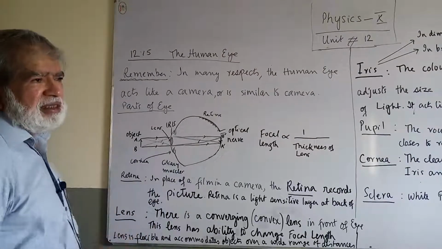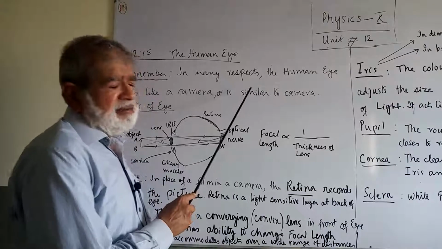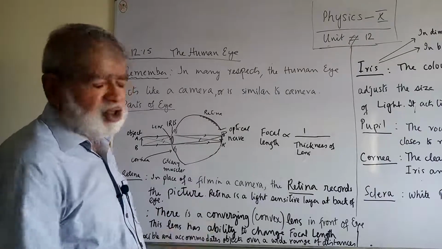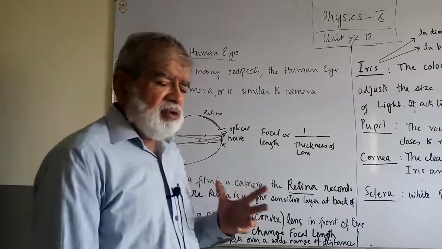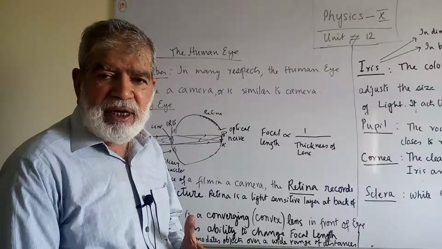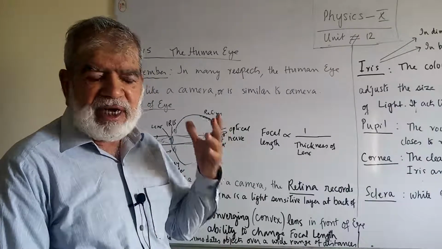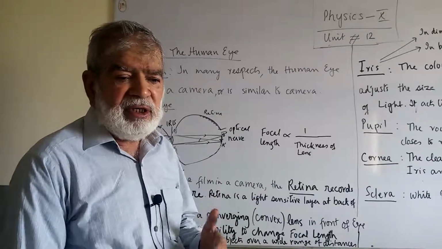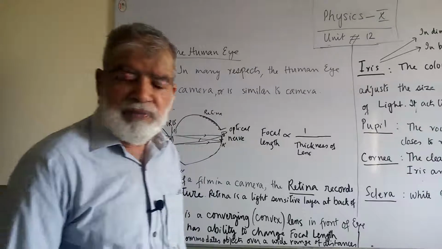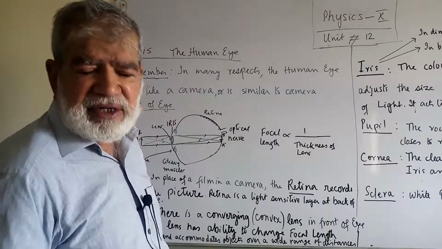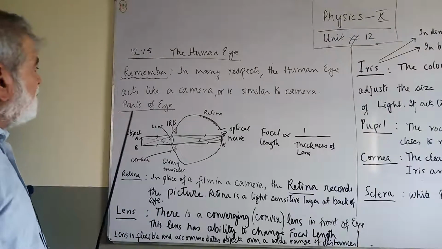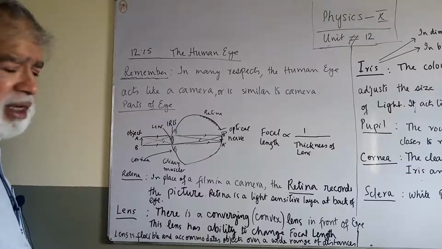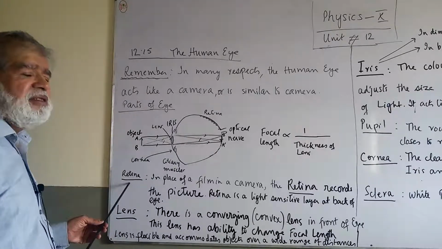Remember, the first thing is, in many respects, the human eye acts like a camera or is similar to a camera. Whenever you have to study the human eye, please keep the camera and the various parts of the camera in your mind, and how they function and how they produce the image. The human eye is very similar to that. Now we will see it one by one. What are the various parts of the human eye? The first is the retina.